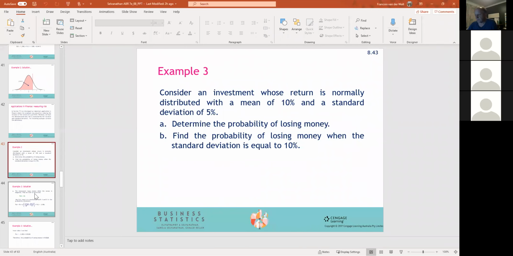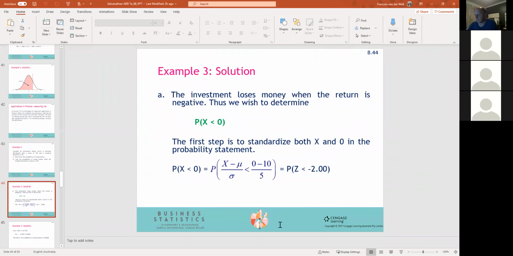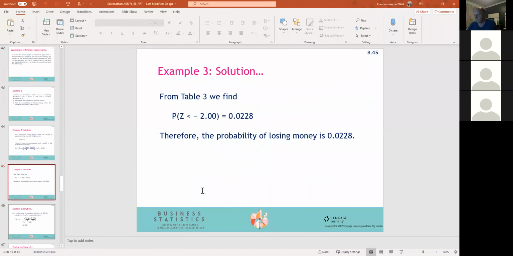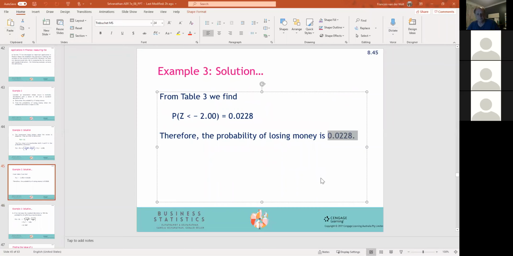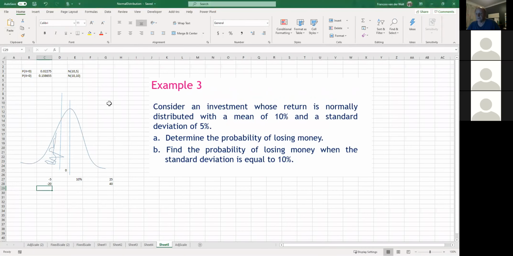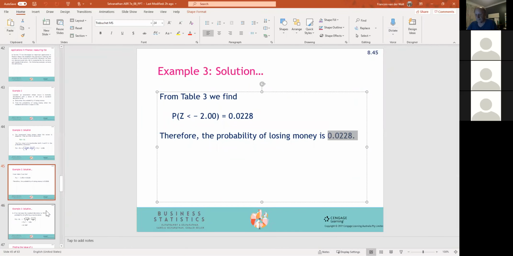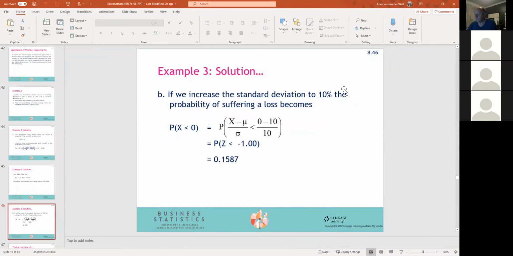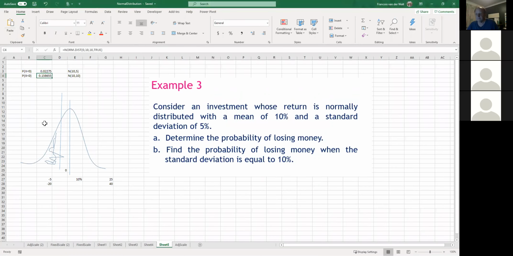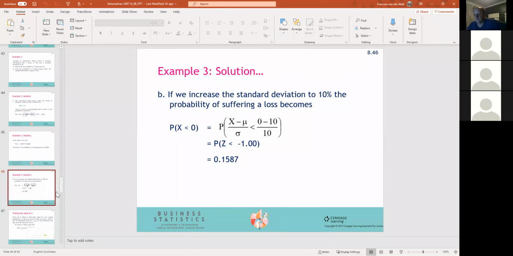Example 3, let's see if they come up with the same example as us. They again first had to standardize it because they want to use tables. We don't need to do that. 0.0225. Can you see that this is the same answer that I got? 0.022. And then if we increase the standard deviation to 10, this becomes 0.1587. Are you happy with that? Do you see how I've done that?